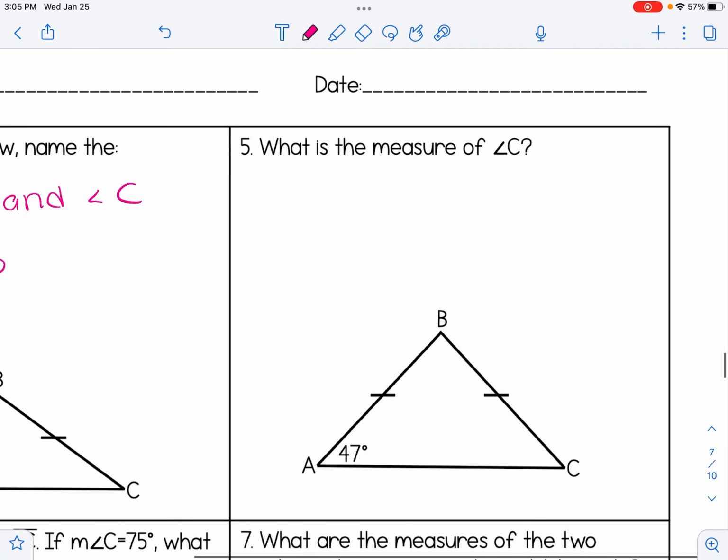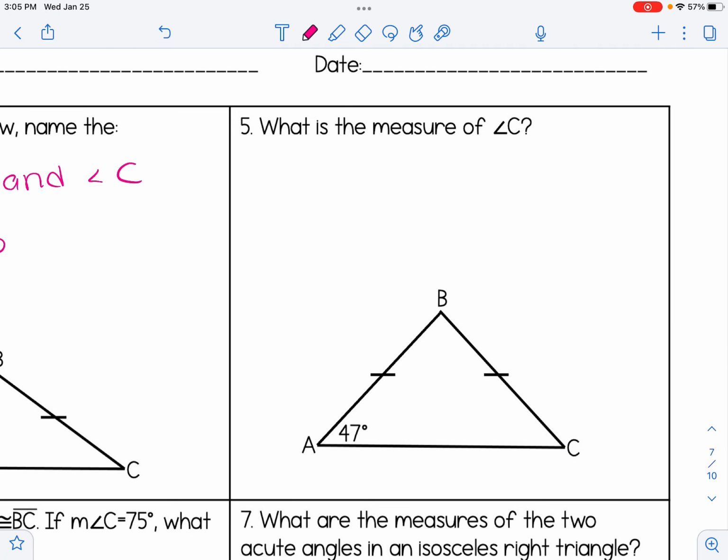In number 5, what is the measure of angle C? Well, we see that we're looking for the other base angle, so it has to be congruent to the one we already know, so 47 degrees.